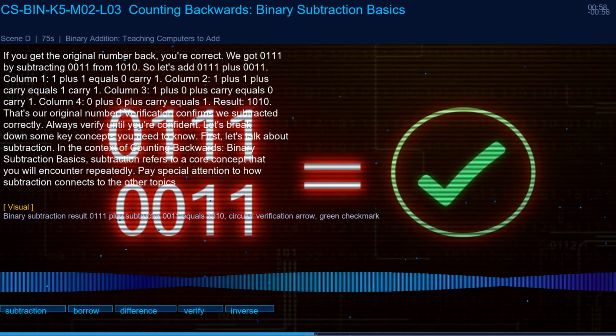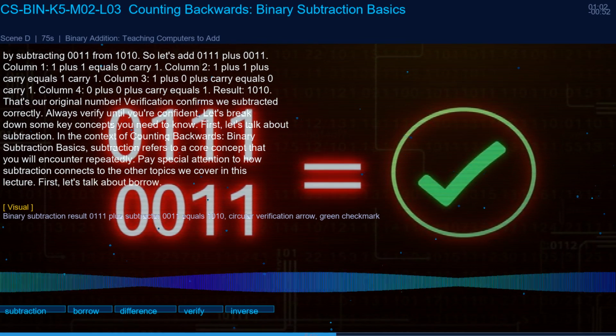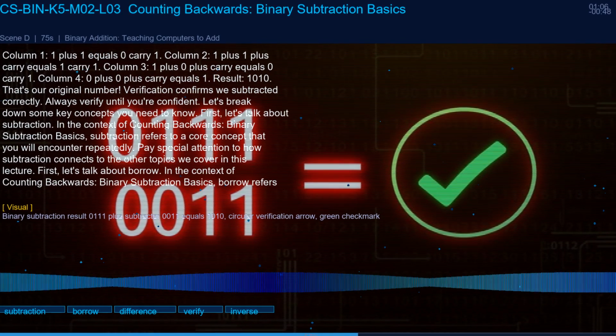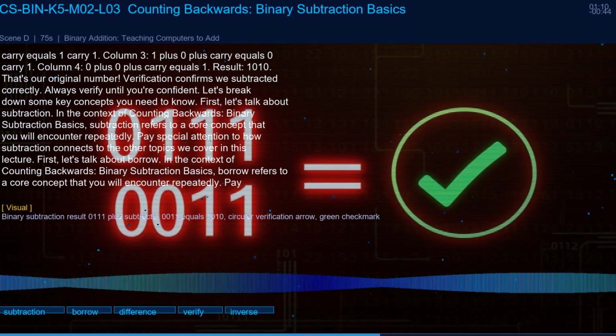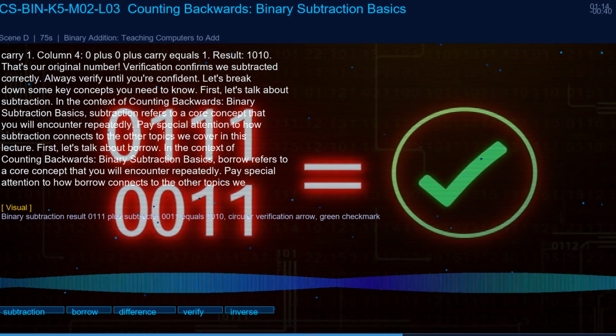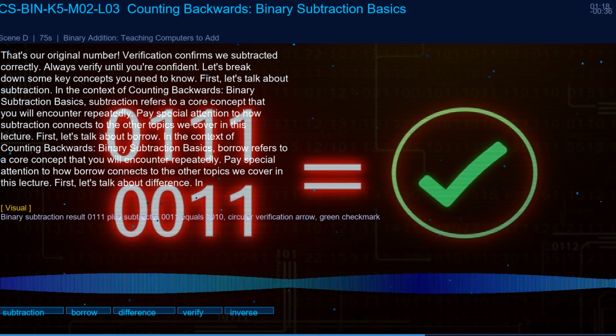Let's break down some key concepts you need to know. First, let's talk about subtraction. In the context of counting backwards, binary subtraction basics, subtraction refers to a core concept that you will encounter repeatedly. Pay special attention to how subtraction connects to the other topics we cover in this lecture.